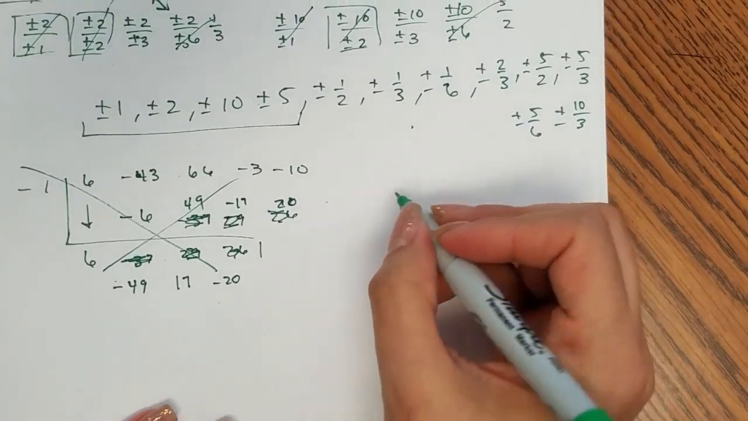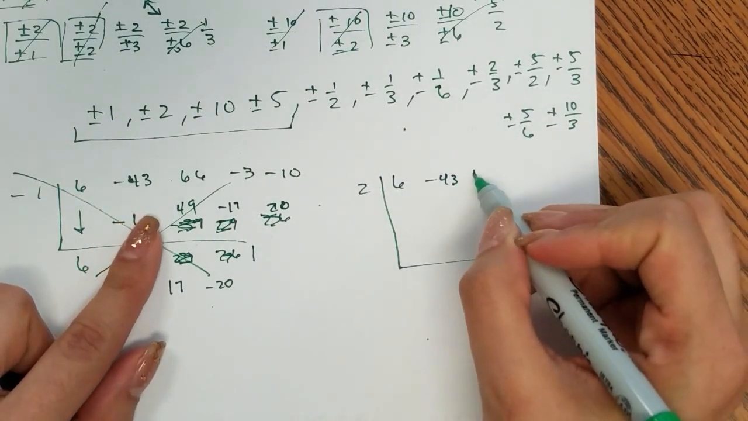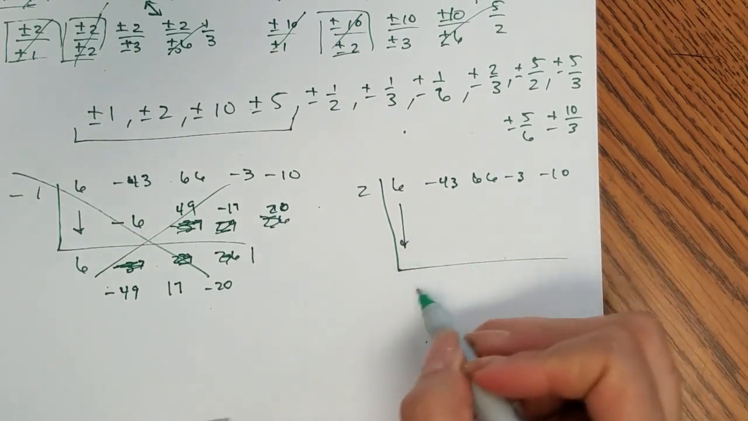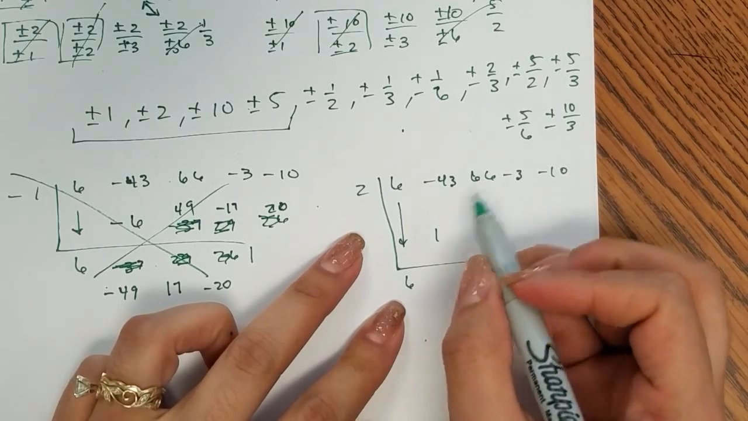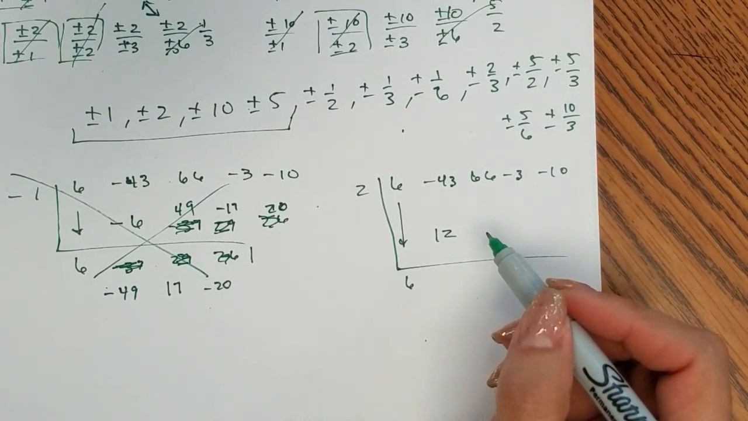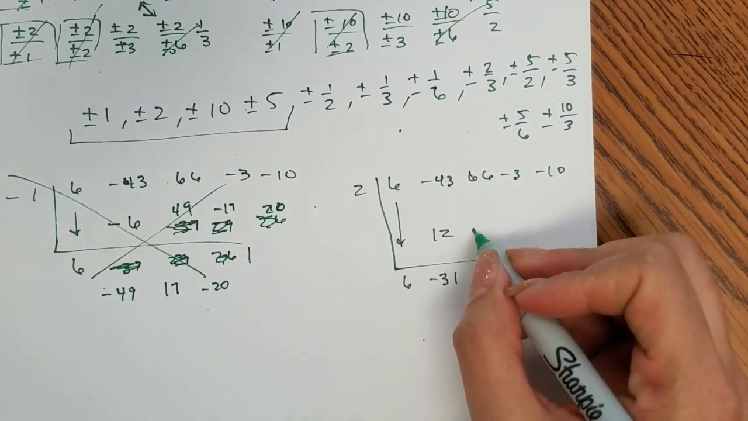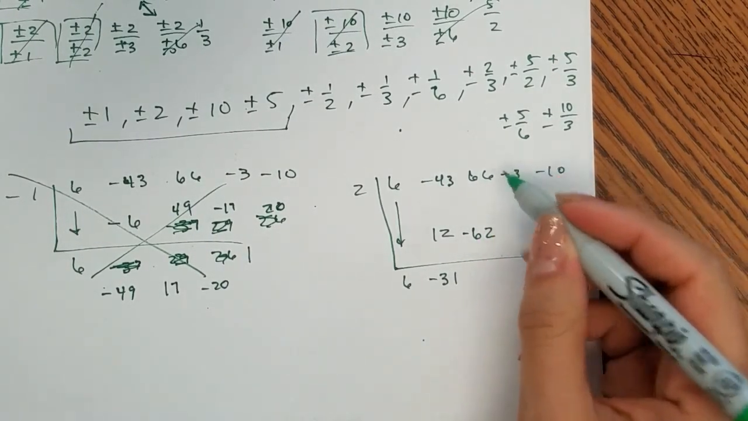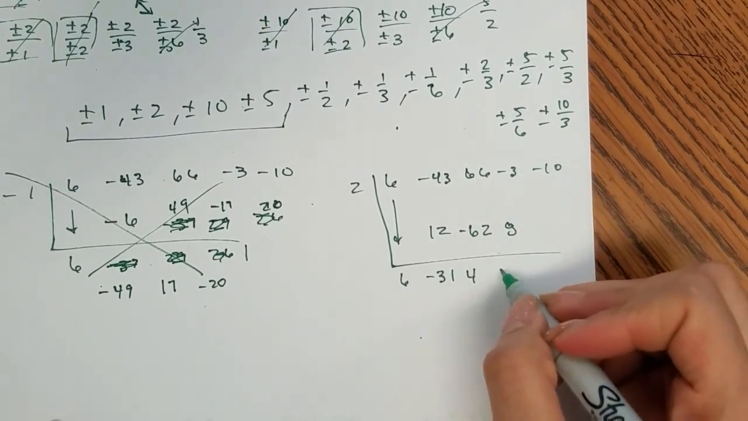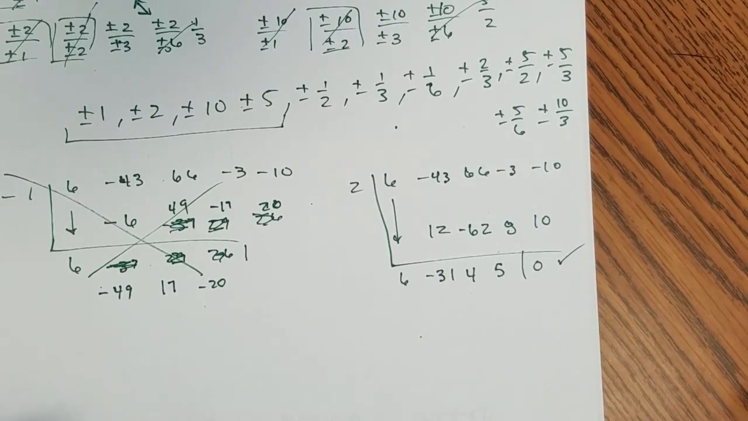So now we're going to try 2. Same coefficients: 6, negative 43, 66, negative 3, negative 10. Bring the 6 down. 12. Negative 43 plus 12 gives you negative 31. Times 2 is negative 62, which gives you a positive 4. 2 times 4 is 8. Minus 3 is 5. Look at how nice. 5 times 2 is 10. We get a remainder of 0. So now we're happy. We can chill.